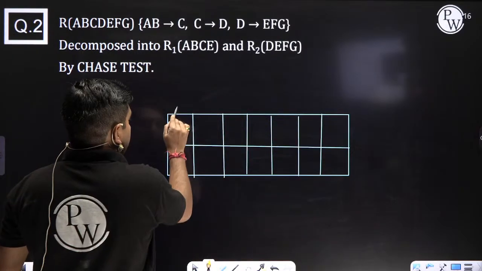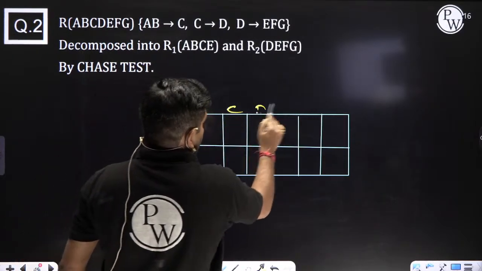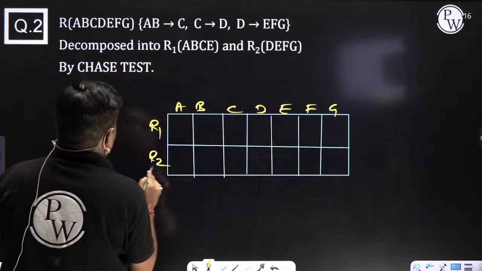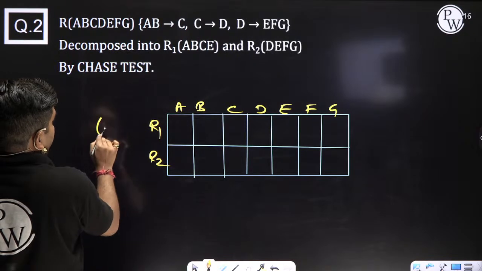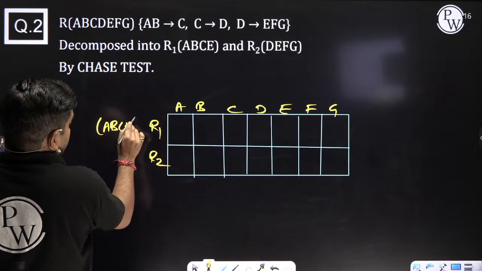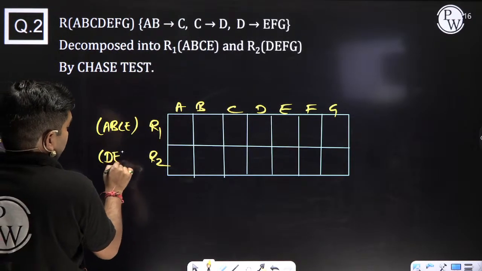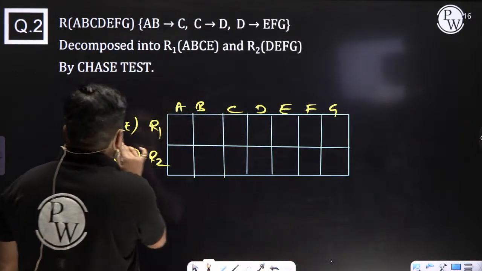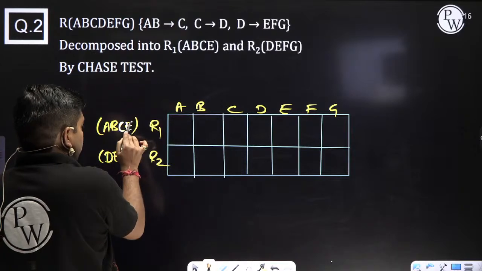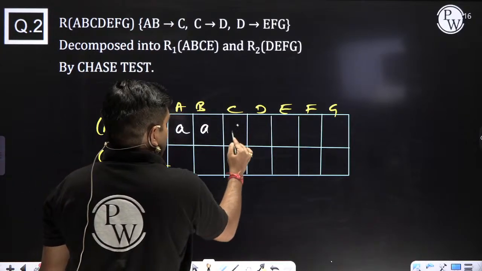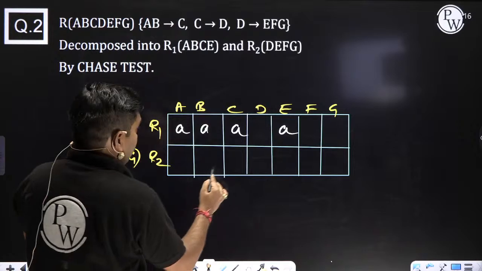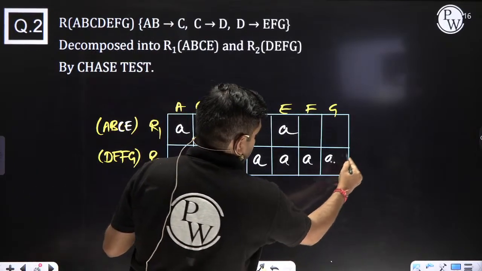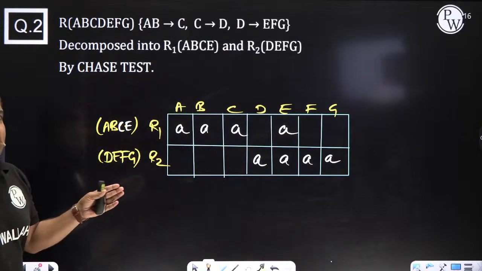Listen, everyone. A, B, C, D, E, F, G, R1 and R2. In R1 we have A, B, C, E, and R2 has D, E, F, G. Okay, what do we do? We fill the first A entry. Where? A, B, C and E here, and D, E, F and G here.